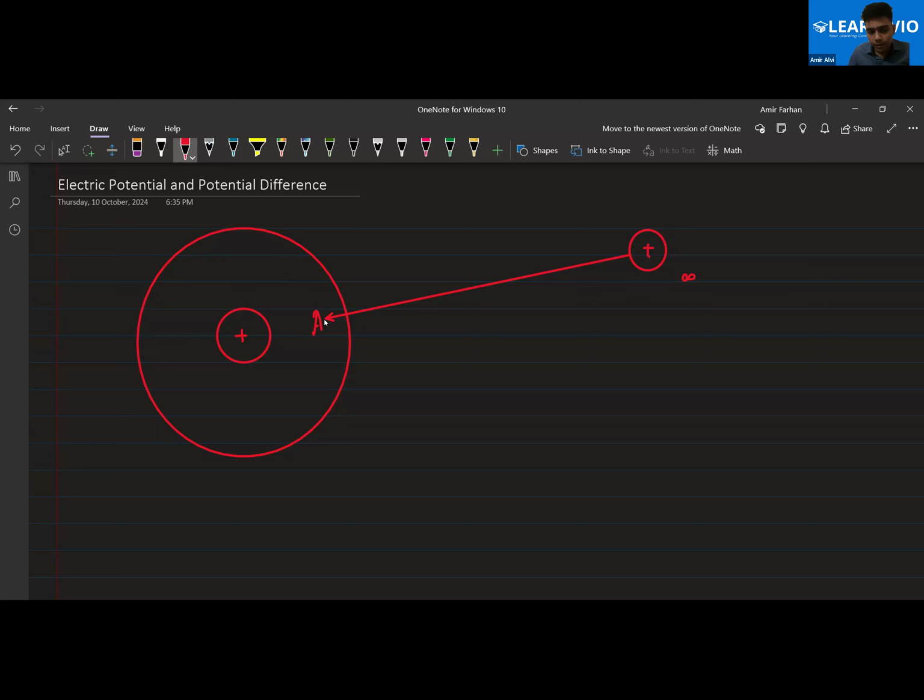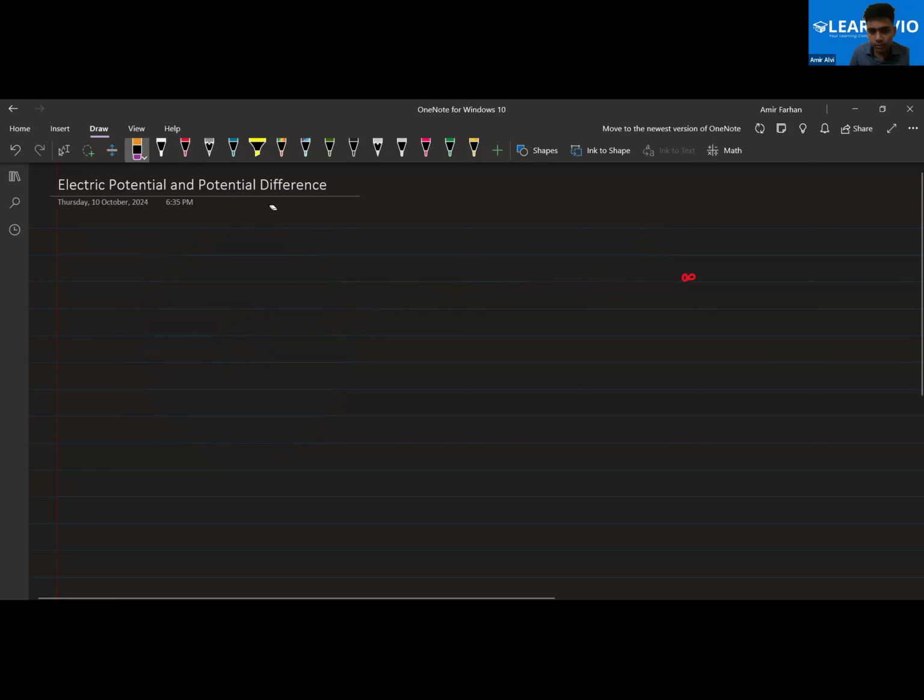Okay, so now let's discuss. Let me draw so that I can explain it to you with the help of a diagram. So let's understand what electric potential is first.